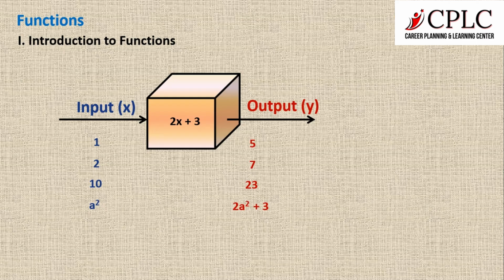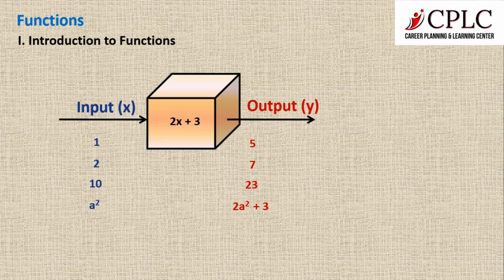So the point is, this input x can be anything. It can be positive number, negative number, integer, decimal, fraction. For all you know, it can be a variable as well. For example, a square. Whereas this output, it cannot be anything. If you observe very carefully, actually it depends on what the input is. For example, whenever input is 1, only then the output is 5. If the input is 10, the output is 23.